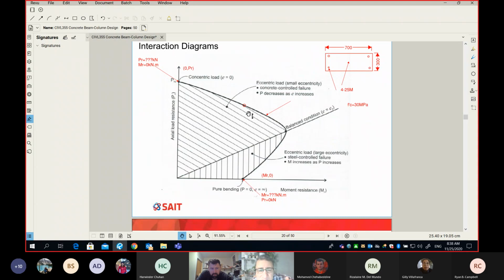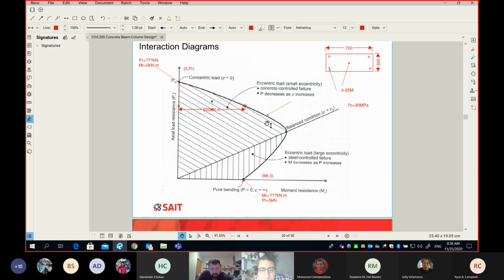This point on the curve, what you can tell is, my column can take this much bending moment. I'm going to give you a number as an example. Let's say it can take 500 kilonewton meter, and at the same time, with this bending moment, it can take this much axial force, which is, let's say, 1000 kilonewton. This is the meaning of the interaction diagram. It is a relationship between the bending moment and the axial force that can be handled by a given section.